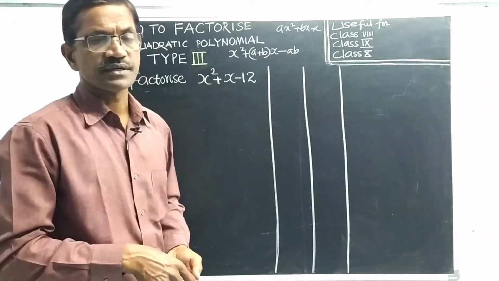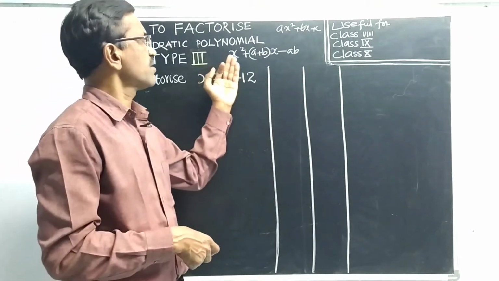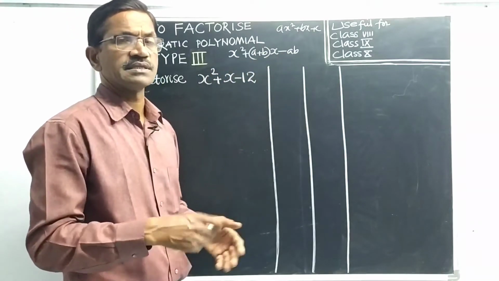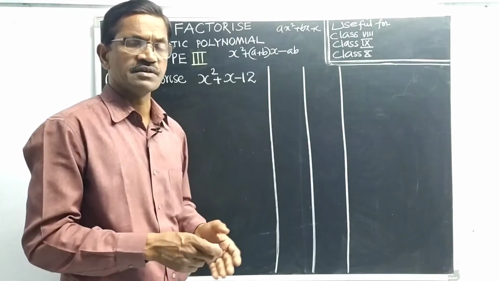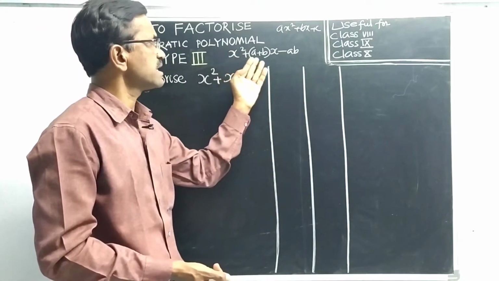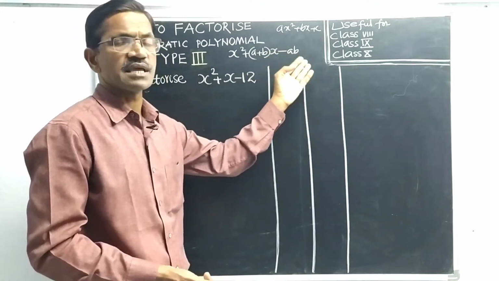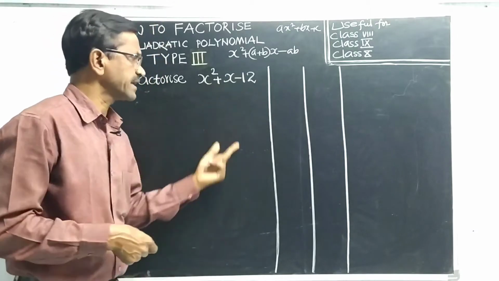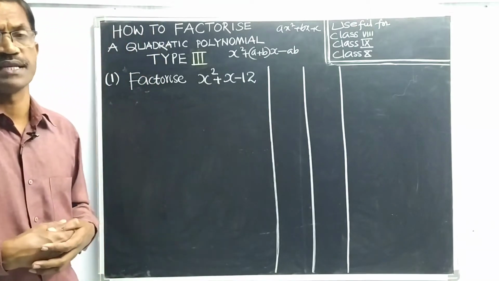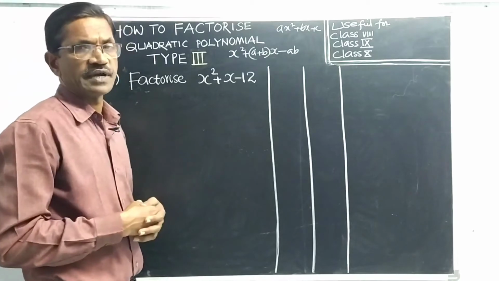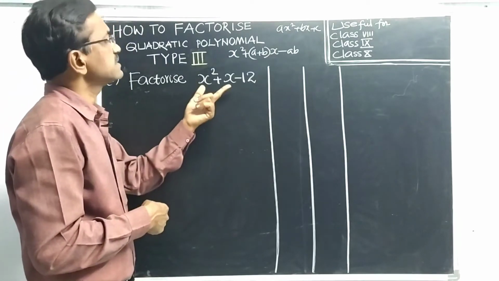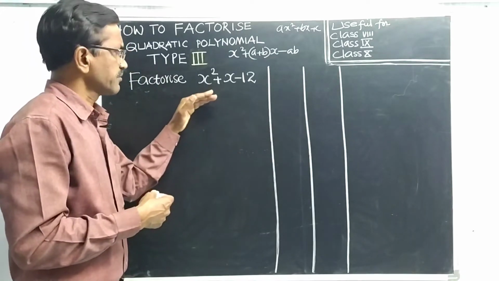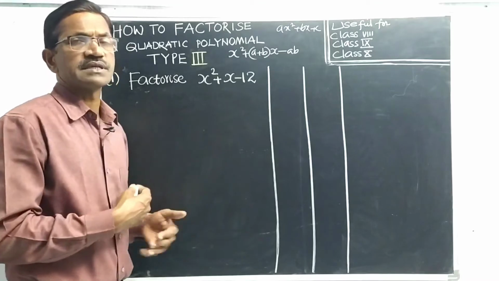In the first type of the quadratic polynomial, it is in the form of x square plus (a plus b) into x plus ab. The second type of quadratic polynomial is in the form of x square minus (a plus b) into x plus ab. If the third one is like this, then how do we factorize this type of quadratic polynomial? Now let us learn how to factorize. Let us factorize this quadratic polynomial step by step, writing all the steps clearly.